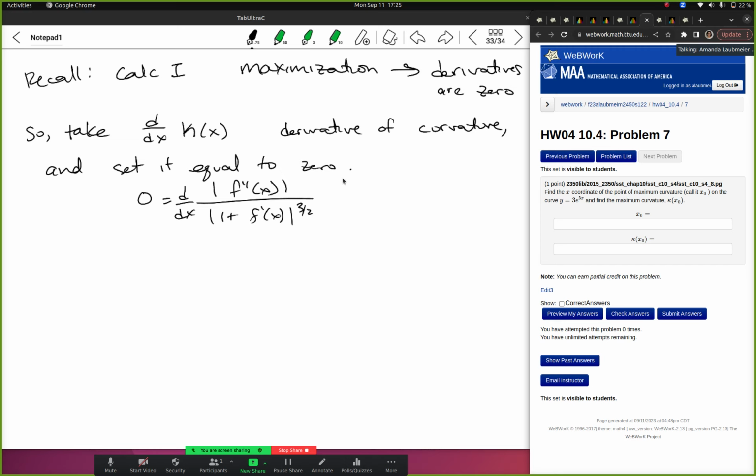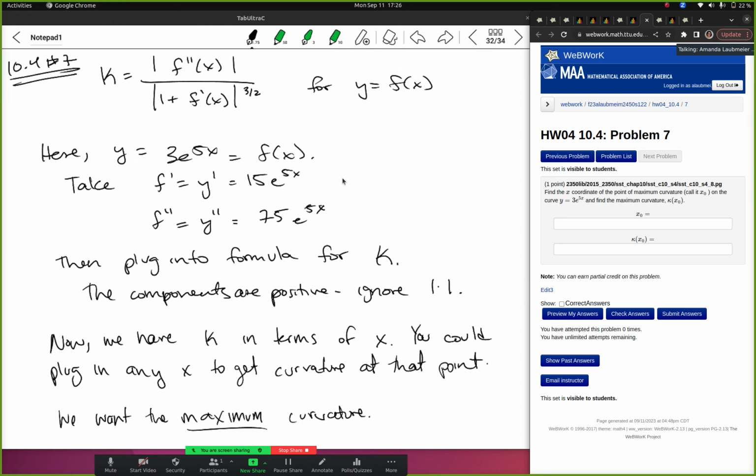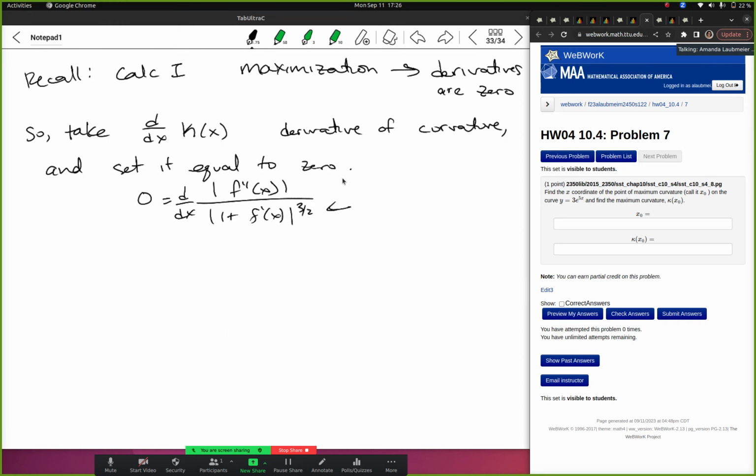Okay, so it's a gross derivative, but it's just a quotient rule, or if you want to think about this like a product of something with a negative power, then it's a product rule. So you can also think about it as times 1 plus f prime of x to the power of negative 3 halves. Sometimes that's a little bit easier for people. And then you just solve for the x0 that gets you this value at 0.